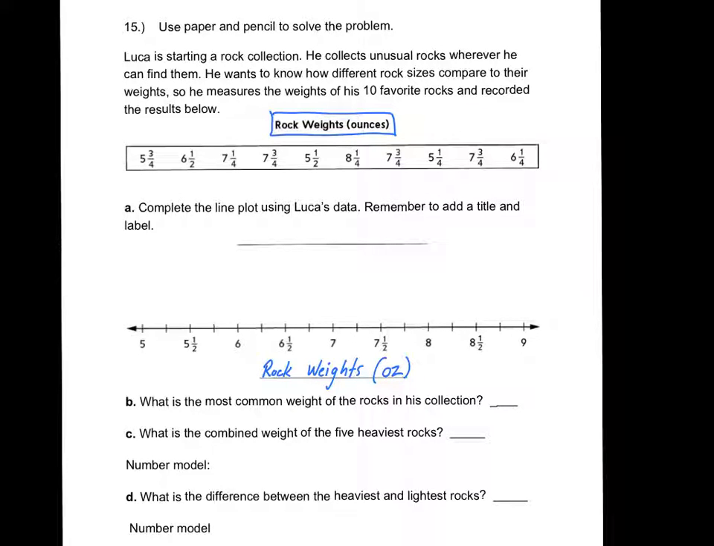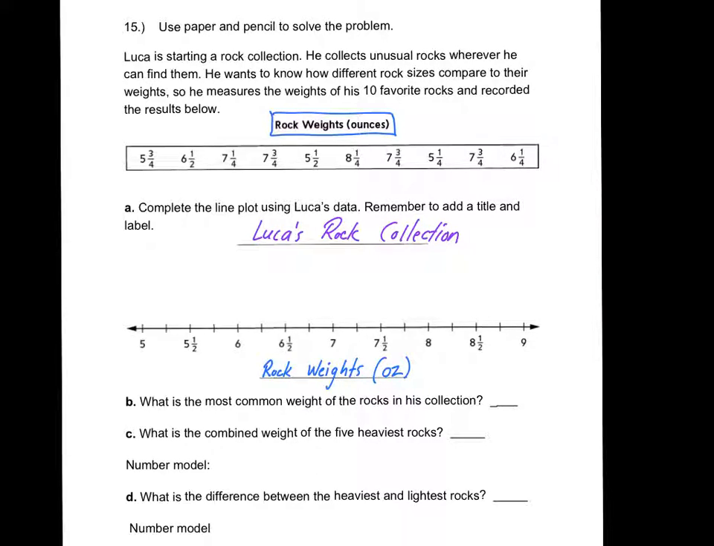Now we need to come up with a title. So, based on the description up here, something that stood out to me was Luca's rock collection. That's what this problem is based off of anyway, so it only made sense to include that.